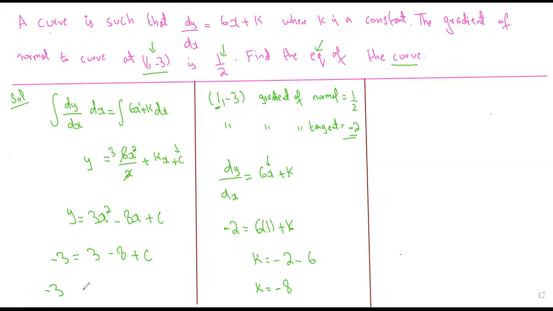5 minus 8 is minus 5. If I take it to that side, it would become 5 equals c. And this would give me c equals 2. So finally, the equation is going to be y equals 3x squared minus 8x plus 2. This is the equation of the curve. Yes, anything that you have not understood? Any confusions in this? Please tell me quickly.